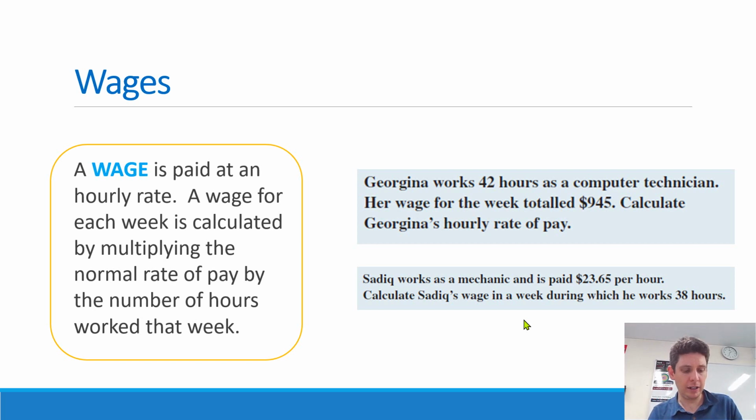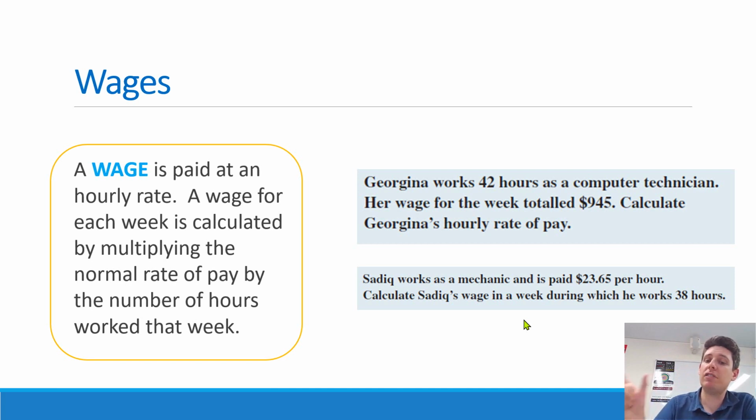So get out your calculator, 945 divided by 42. Hopefully you got Georgina's hourly rate as $22.5 per hour. Let's look at Sadiq. Sadiq works as a mechanic. He's paid $23.65 an hour. Calculate Sadiq's wage in a week if he works 38 hours.